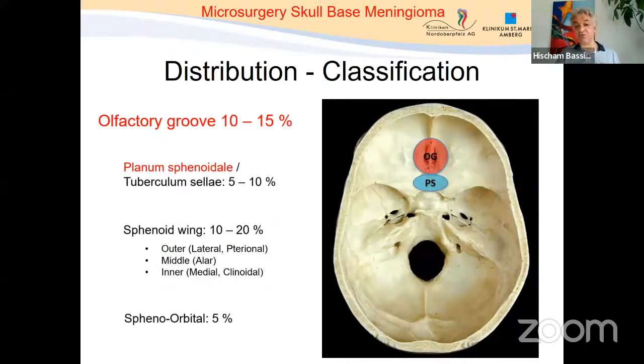You know, the olfactory groove and also the sphenoid wing meningiomas constitute the greatest portion of the skull-based meningiomas. Olfactory groove meningiomas located here, centered around the cribriform fossa, constitute around 10 to 15%. And of course, most of these tumors are not restricted to the cribriform plate. When they become larger, they also will extend to the planum sphenoidale. So I would consider both as one unit with different extensions. By the way, sphenoid wing meningiomas are the most frequent skull-based meningiomas, constituting around 20%.